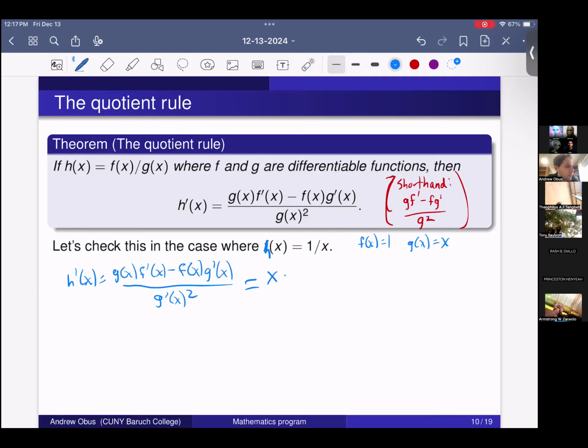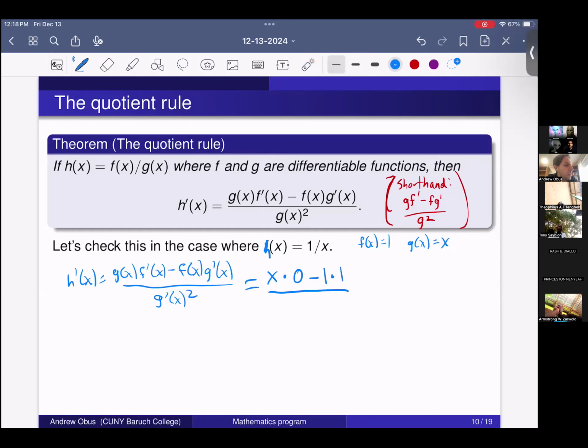So it's x times f prime of x. Well, f of x is 1, so f prime of x is 0, right? Because 1 is just a constant. So x times 0 minus f of x, which is 1, times g prime of x. Well, g of x is x, so g prime of x is just 1, the derivative of x.